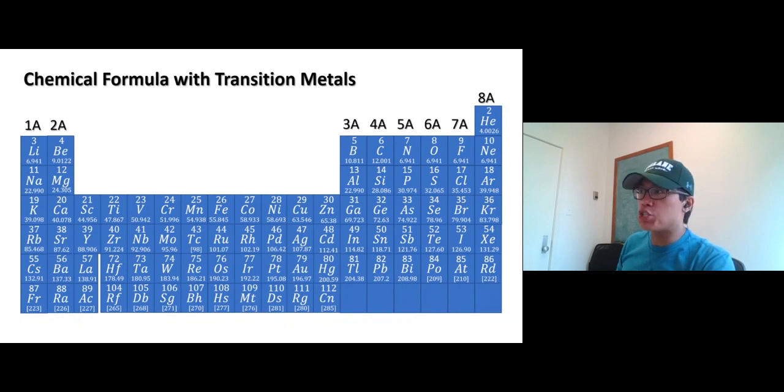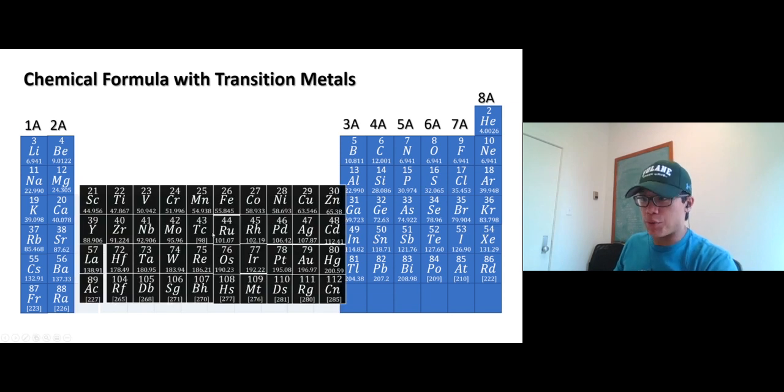All right, let's move on to the name and the formula of compounds with transition metals. The transition metals are these metals in the middle of the periodic table. For this course, we're gonna go up to zinc, 30. So scandium, titanium, vanadium, all the way to zinc.